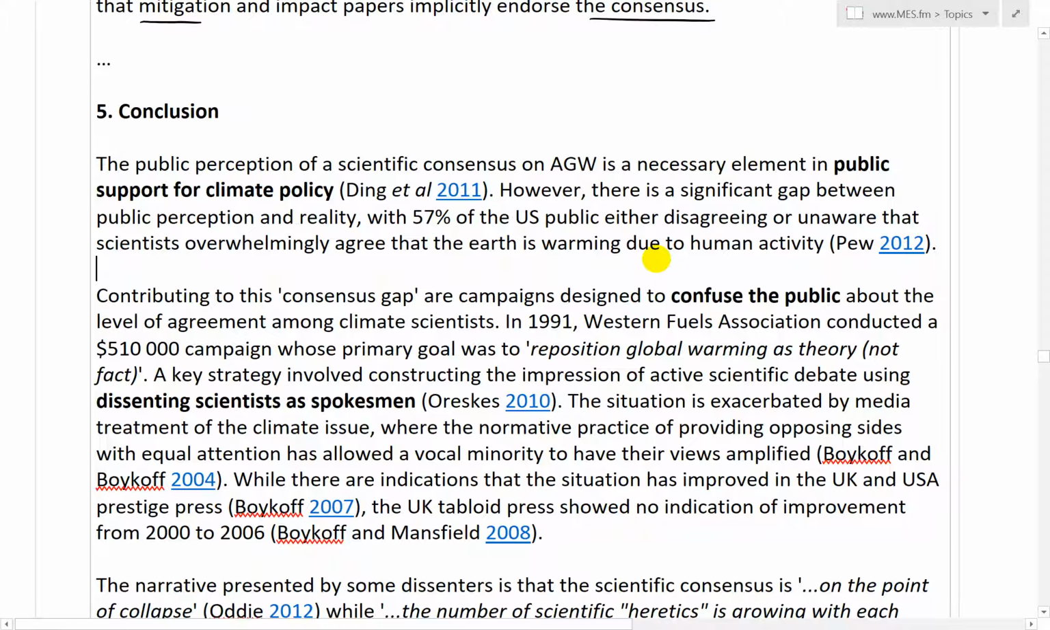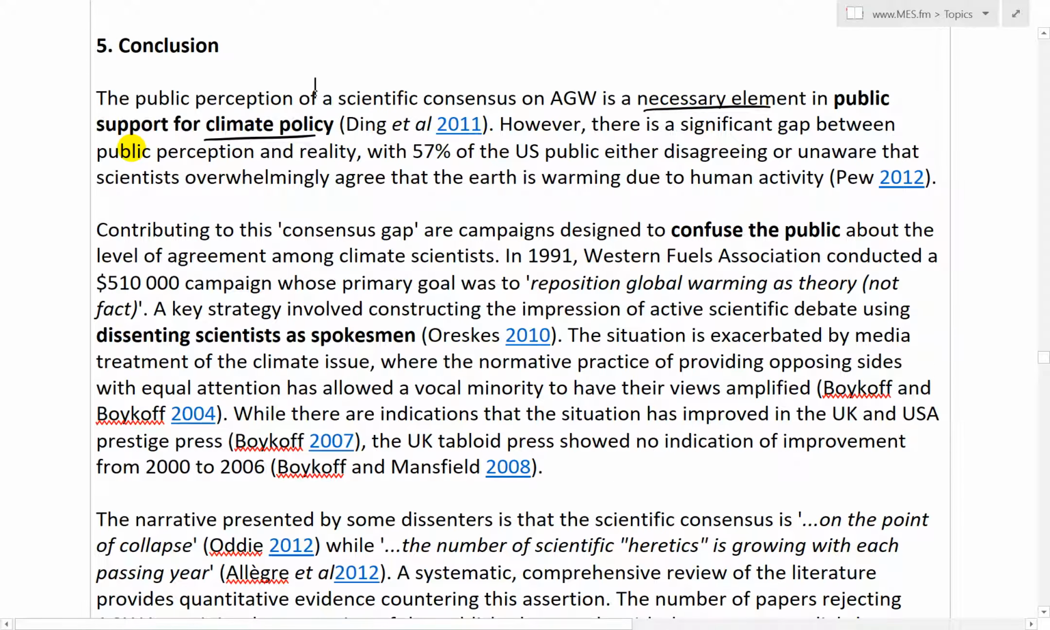So, conclusion: the public perception of a scientific consensus on AGW is a necessary element in public support for climate policy. Again, why is there no argument about actual climate policy? That should be what's up for debate. Not even whether you believe AGW is real or not, climate policy is a whole other thing when you're dealing with taxes, regulations, and otherwise.